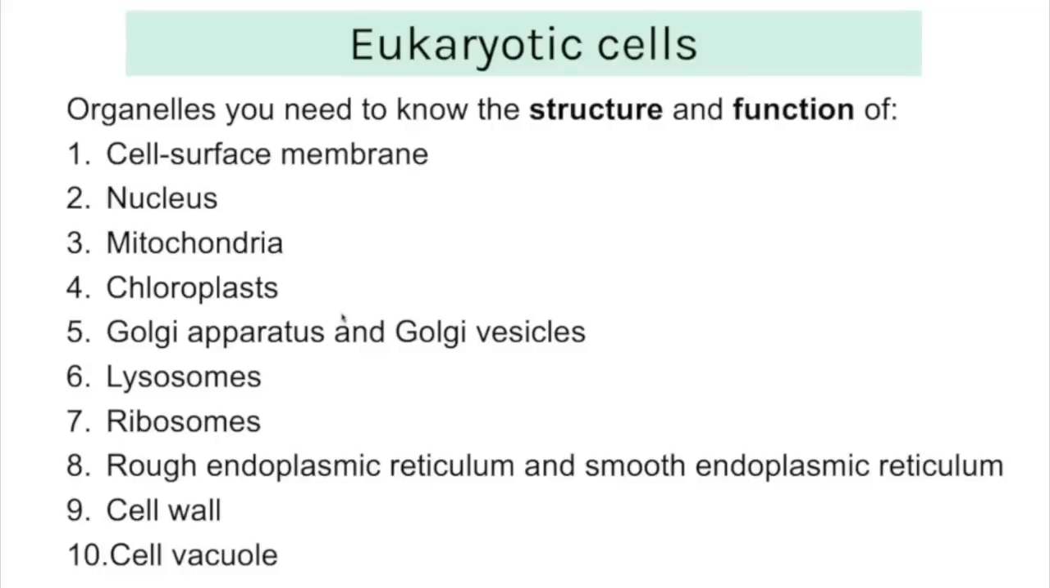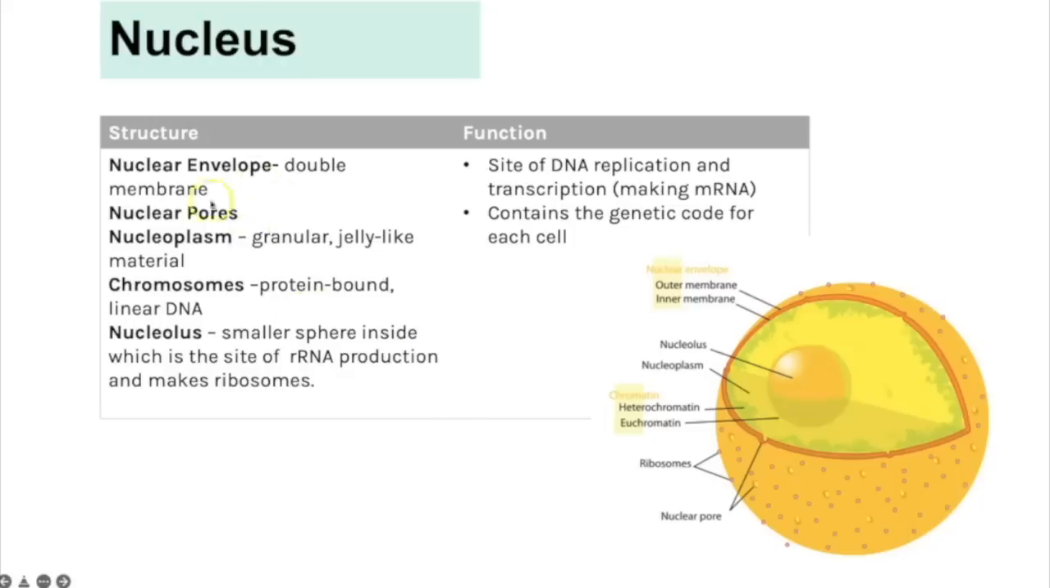So within the eukaryotic cells, the key organelles that you need to know the structure and function of are all the ones listed here. And we're going to go through each of them one at a time. The nucleus: the key structures within that are the nuclear envelope, nuclear pores, nucleoplasm, chromosomes and the nucleolus. The overall function of the nucleus is that DNA replication occurs there, and it's a site of transcription, which is where mRNA is made, and it contains the DNA, which is the genetic code for the cell. We also have the nucleolus, which is the site of RNA production, and it's where ribosomes are made.